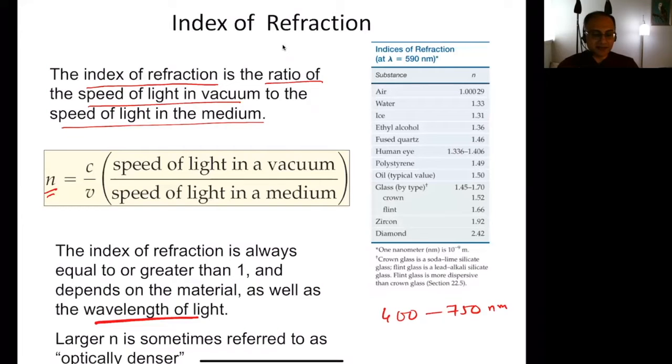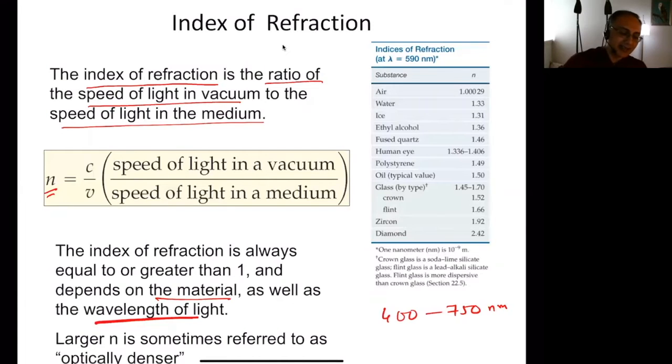That makes sense to all of you? So it's slightly different for blue light. For a given medium, it's slightly different for blue light than what it is for red light. All right, so the refractive index depends on the material, and it also depends on the wavelength of light that's propagating through the material, right?